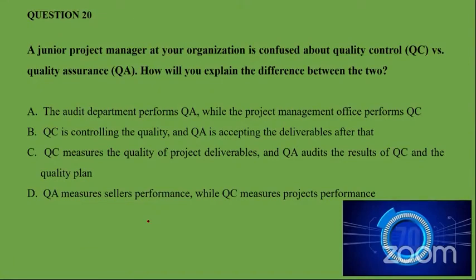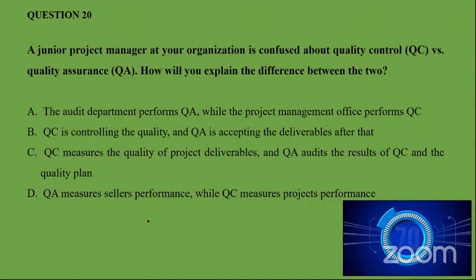Now back to the question. A junior project manager at your organization is confused about quality control versus quality assurance. How will you explain the difference between the two? It means the only one option is right. We will follow the elimination technique.